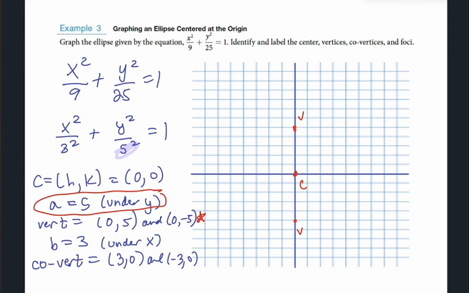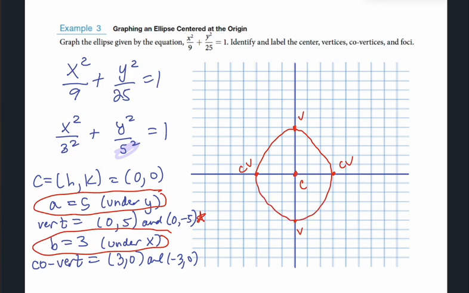Now this was under our x. So from the center, in the x direction, we're going to go 3 to the left and 3 to the right. For the circle, we went the same amount up and down and left and right. Here we go different values up and down and different values left and right. And then those are marked as co-vertices. And then you make an egg. So just make your egg shape as best you can.